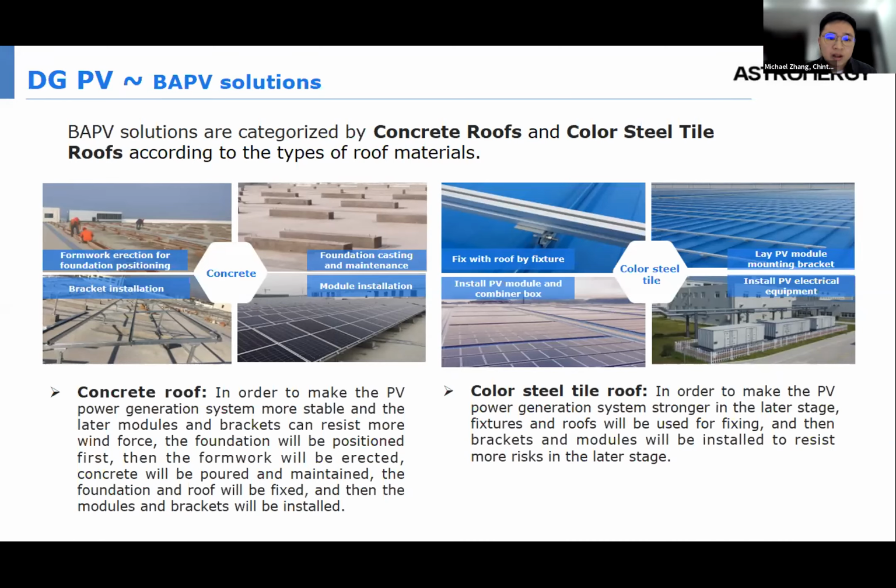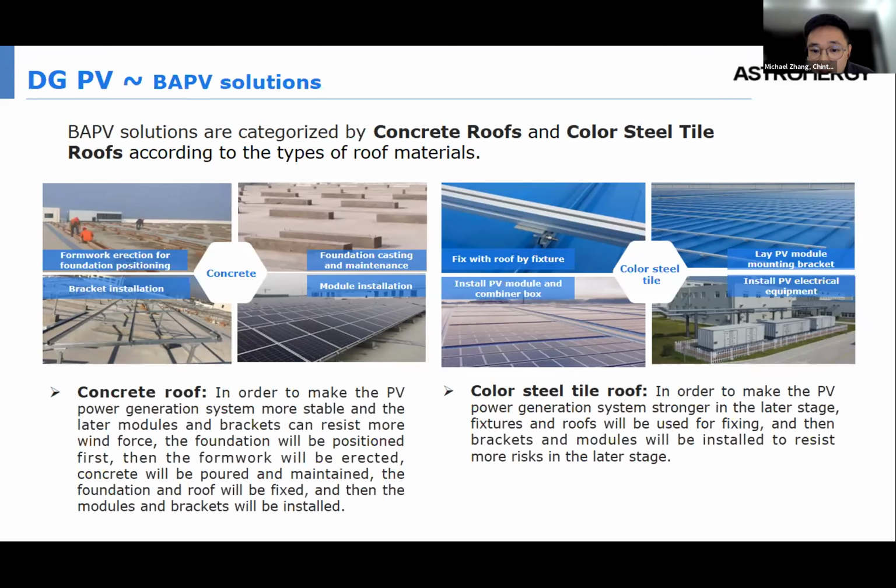In many cases in China, we also need to reinforce the rooftop before we can install the foundation. In order to make the PV power generation system more stable, and so that the modules and brackets can resist more wind force, the foundation will be positioned first. Then the framework will be erected, and concrete will be poured and cured. The foundation of the rooftop will be fixed, and then the modules and the brackets will be installed.